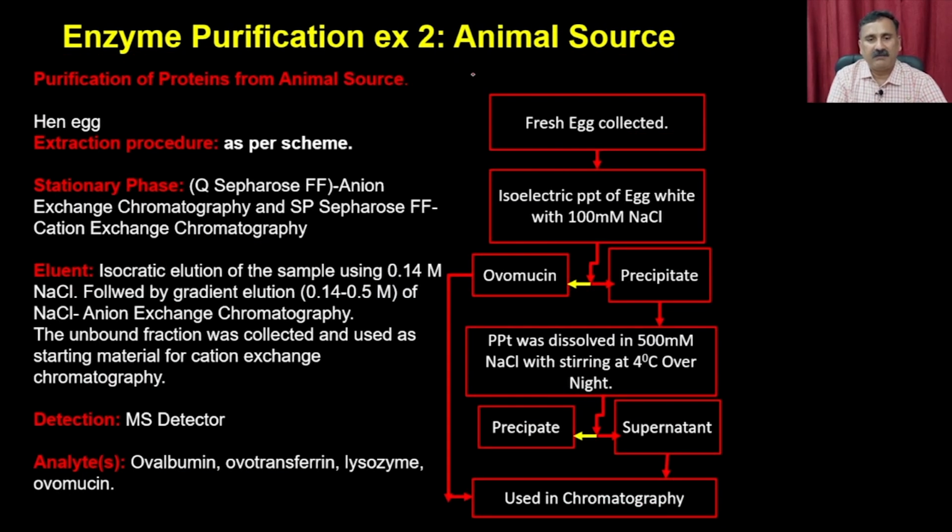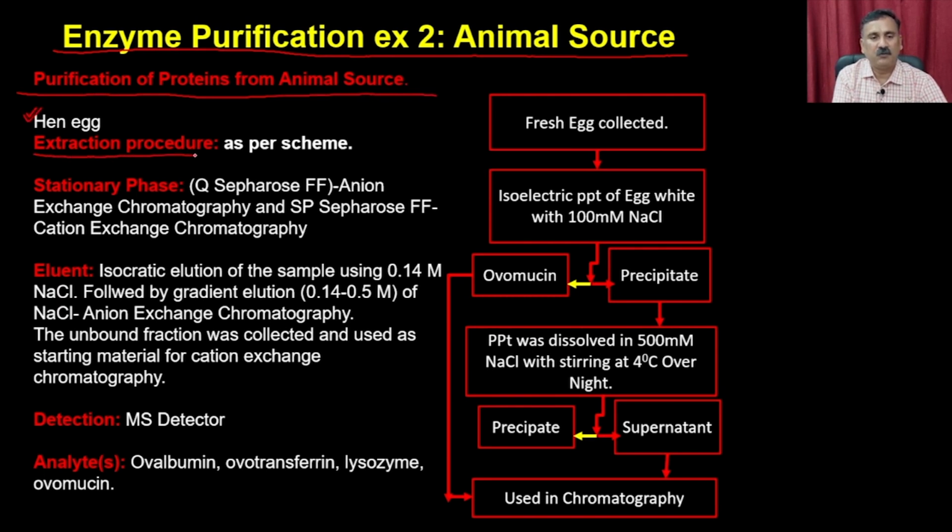We have taken another example where you can use this for animal sources: purification of protein from animal sources. We have taken the hen egg. First you do the extraction. You take the fresh egg which you collect, then you do the isoelectric precipitation of the egg white with the help of 100 millimolar NaCl.